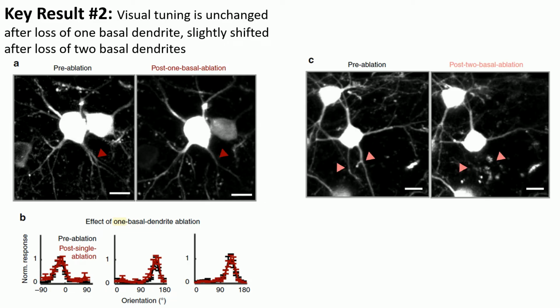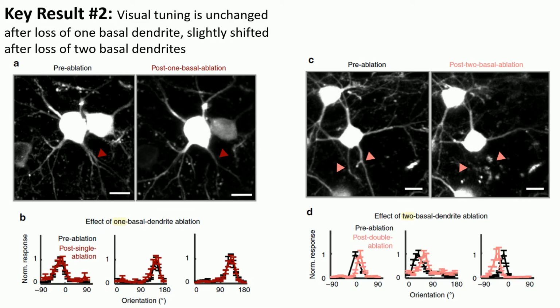And here's another experiment where 2 basal dendrites were removed at the arrowheads. And these are orientation tuning plots of 3 separate neurons, with each having 2 of their basal dendrites removed, showing tuning before removal in black and 5 days after removal in pink. Now we can see that there is a shift in tuning, but it is only on the order of 10 degrees of shift in the neuron's preferred grading orientation.